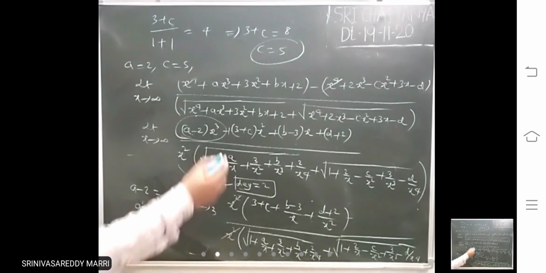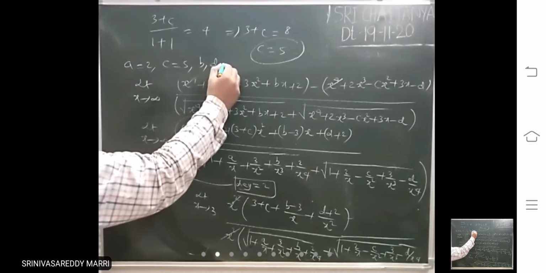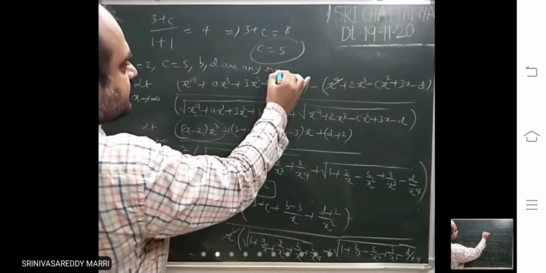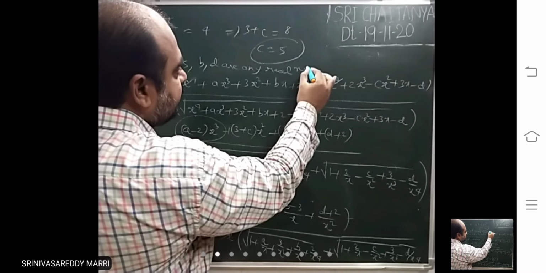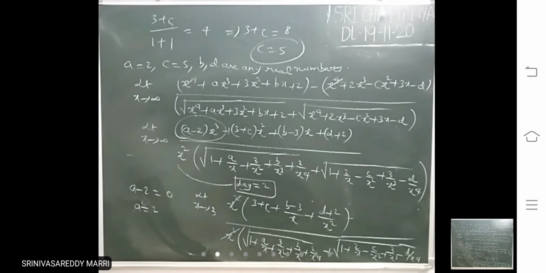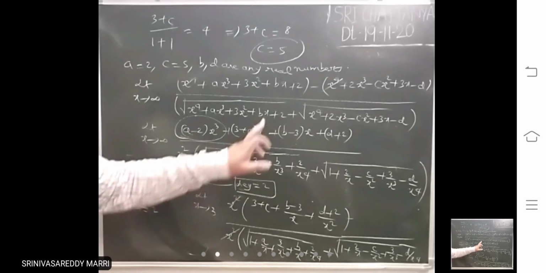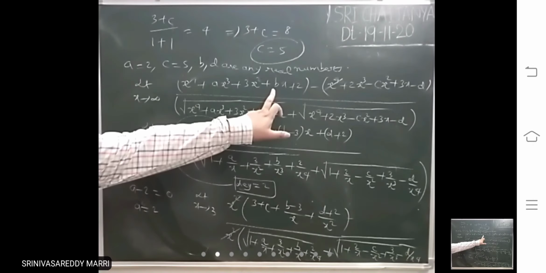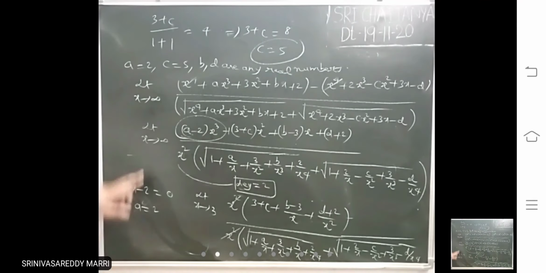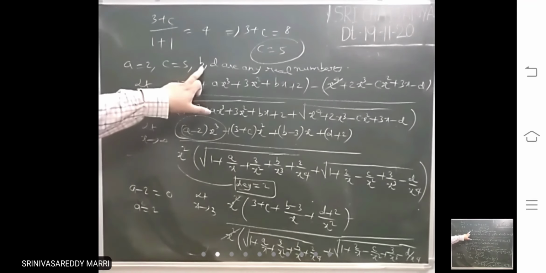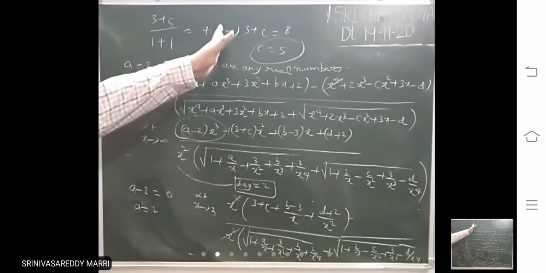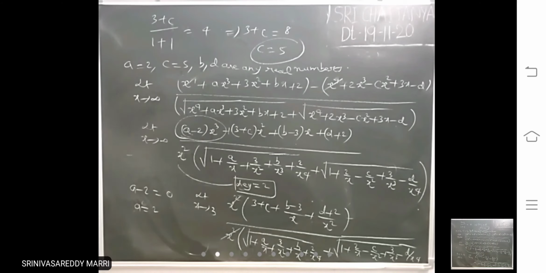It is b, d. B, d are any real numbers. B, d can be anything. Any real number you can take because the limit is independent of b and d. In the given question, b is the x term and d the constant; they can be anything. A equal to 2, c equal to 5, b and d can be any real numbers. If you take any real number, then you will get this limit. This is the answer.